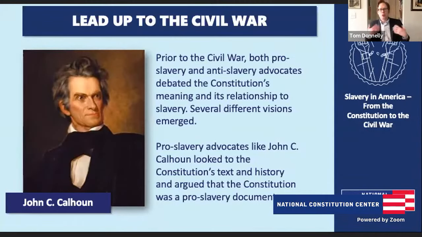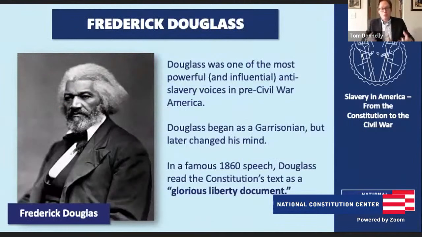And in many ways, the most powerful voice here is that of Frederick Douglass, who in a famous speech in 1860 lays out his vision of the Constitution. And what's cool about, I mean, there's so many things that are cool about Frederick Douglass, but what's cool about it, he starts his career as a Garrisonian. He thinks that Garrison's right about the Constitution, but he later changes his mind.